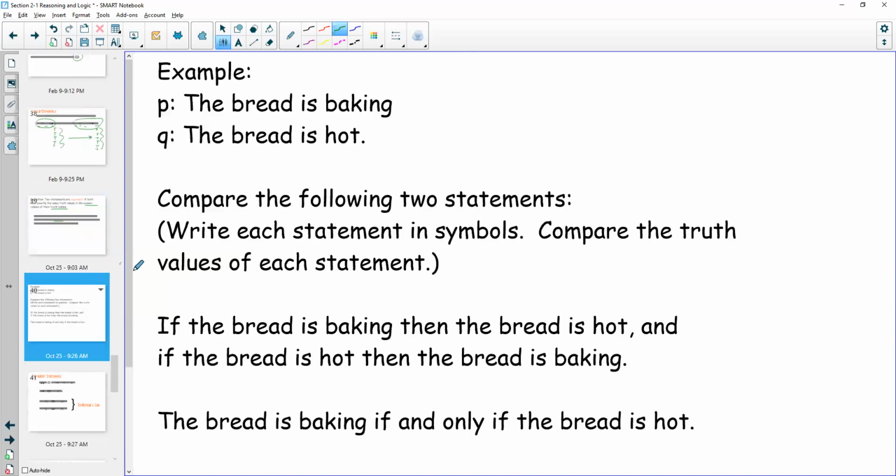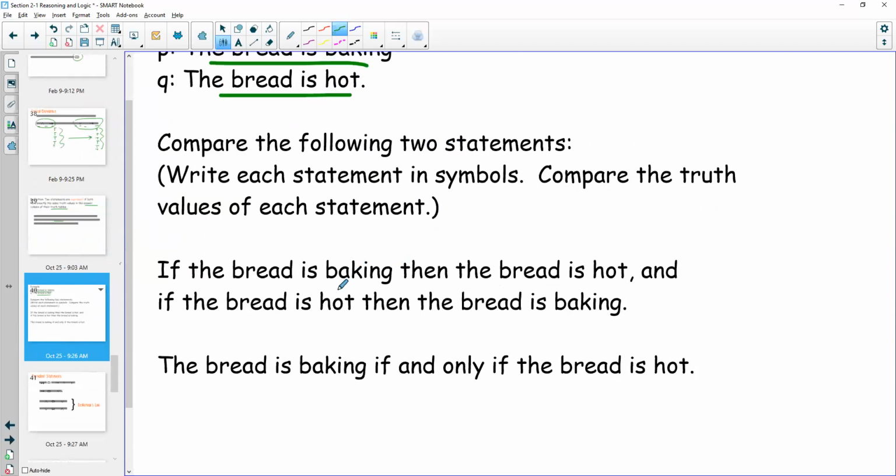All right, a couple more things. So here are statements that I can compare. The bread is baking and the bread is hot, right? Okay, so what I want you to do is write out each statement in symbols and compare them and see what happens.